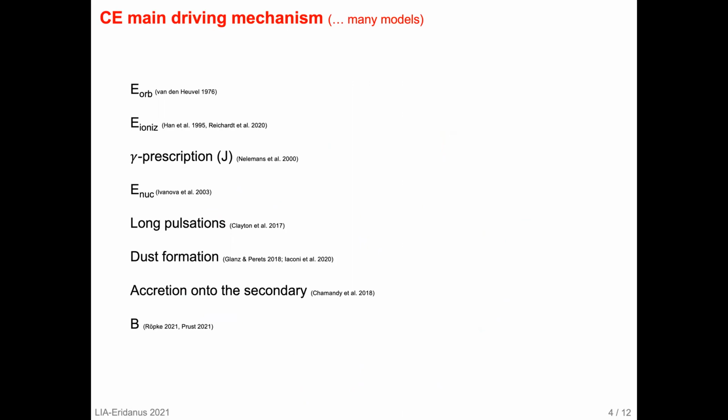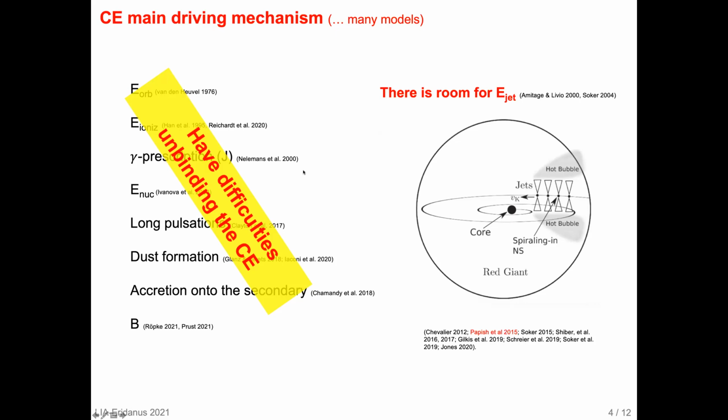And as I said, we don't perfectly know this. There are many models to explain the main driving mechanism in the common envelope. The most discussed is that a fraction of the orbital energy is converted and liberates energy, which destroys and stops the common envelope. But apart from this fraction of the orbital energy, there's ionization, the so-called gamma prescription, nuclear energy, dust, accretion, and magnetic fields. In all of these there are difficulties in terminating the common envelope.